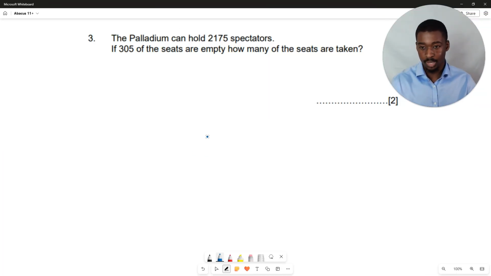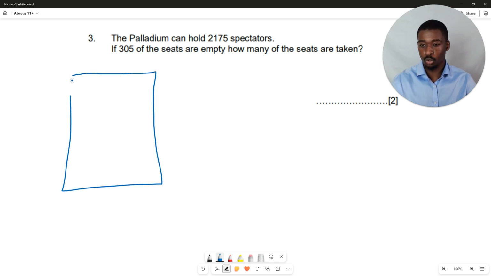So now for our next question, we have the Palladium can hold 2,175 spectators. If 305 of the seats are empty, how many of the seats are taken? So this is going to be a simple subtraction. So if we think about it, we have this huge hall and we have 2,175 spaces. Of those 2,175 spaces, 305 are empty.